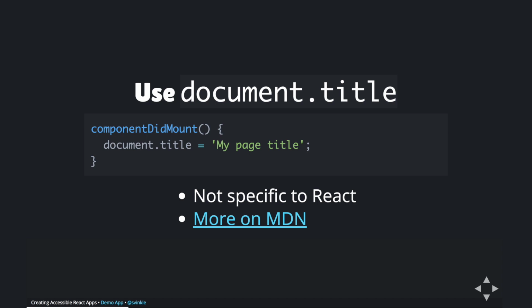All right. So the simplest method that I found to set the page title is just to use the document.title global property. On the screen here is a function called componentDidMount. This is a React lifecycle method. The code within this function executes when the component is loaded onto the screen. And the single line within this function is using the document.title to set a string value of my page title. So when this component loads, the page title will be set to this value.